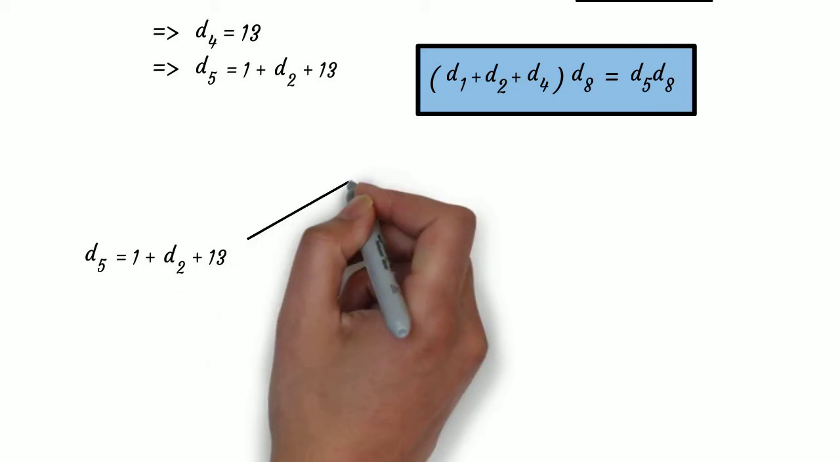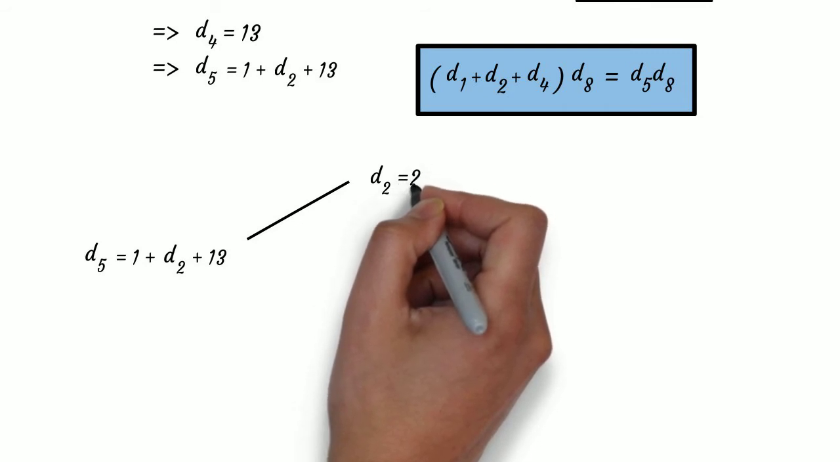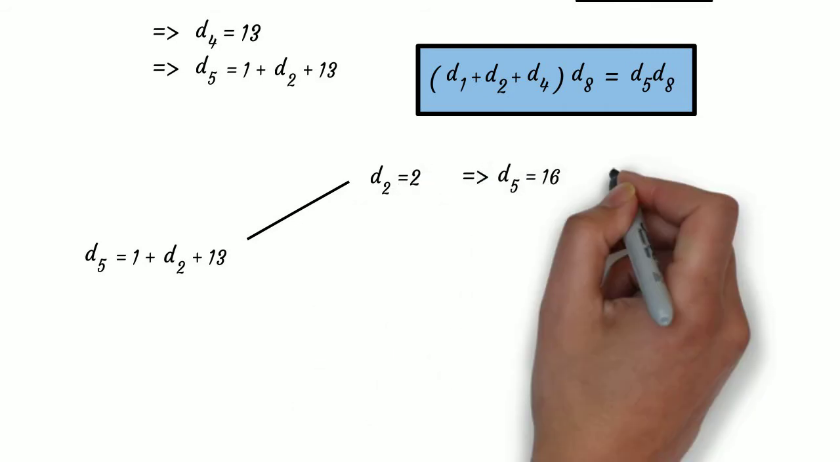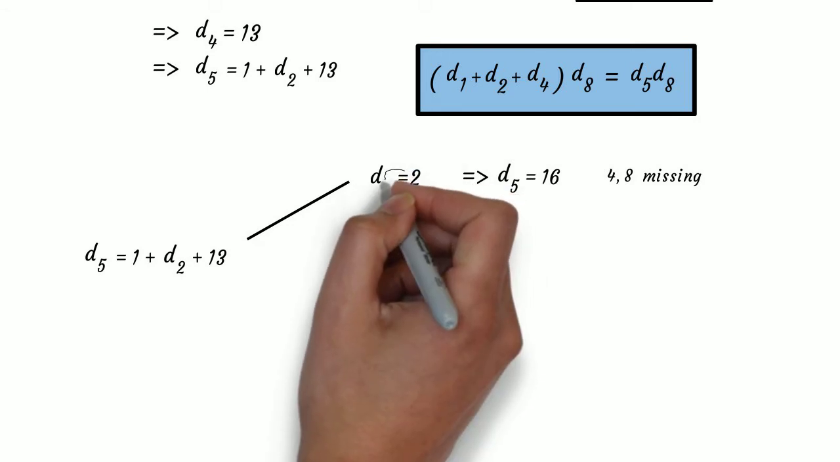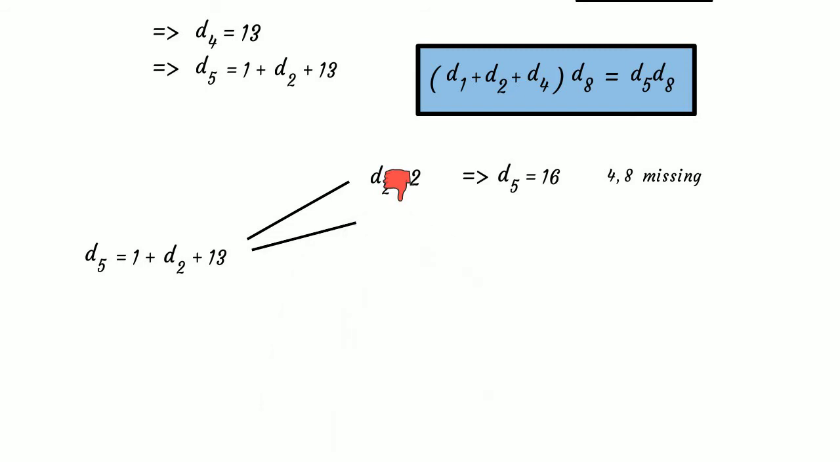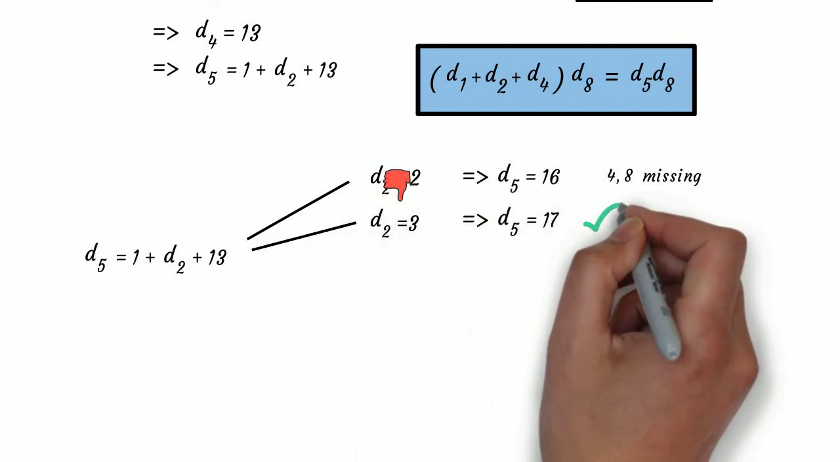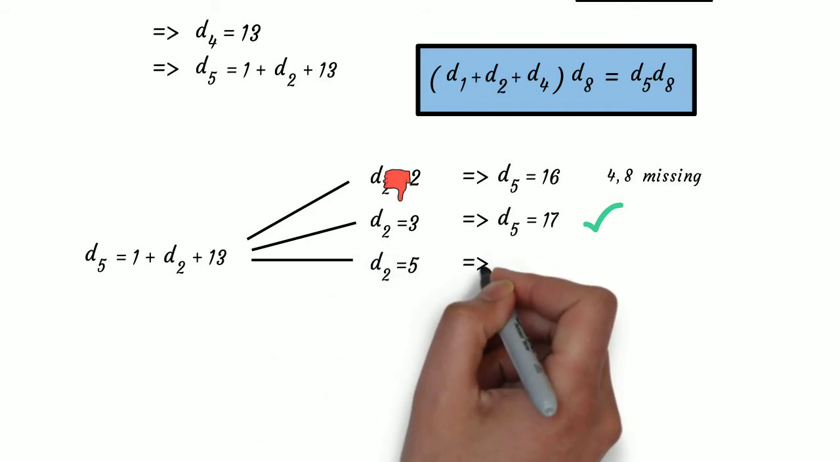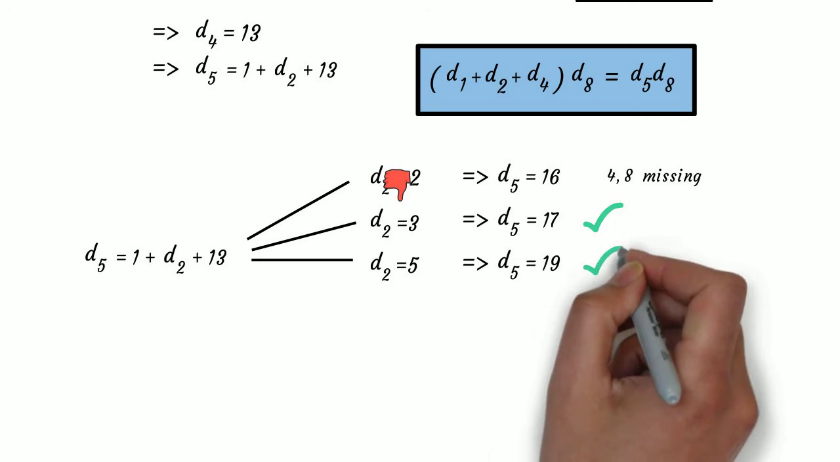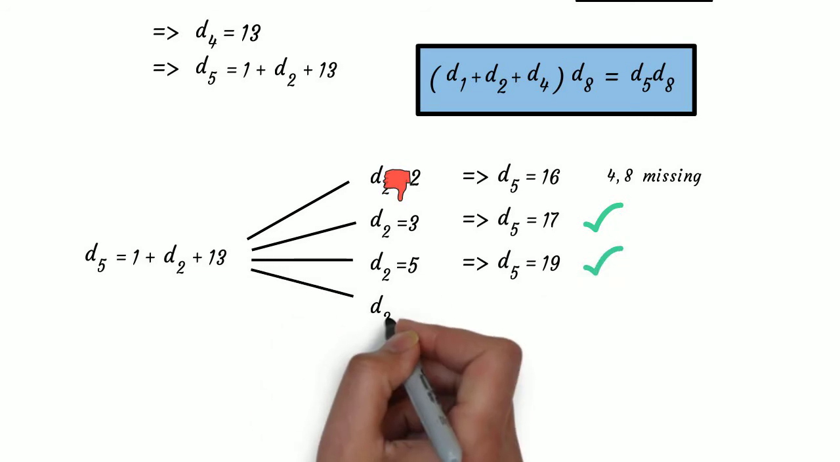If we take d2 equals 2, we get d5 equals 16. This means 4 and 8 are missing because they must come in the places of d3 and d4, but we already have d4 equals 13. So clearly this case doesn't yield any solution. Putting d2 equals 3, we get d5 equals 17, and this is a valid case. Putting d2 equals 5, we get d5 equals 19. Once again, this is a valid case.